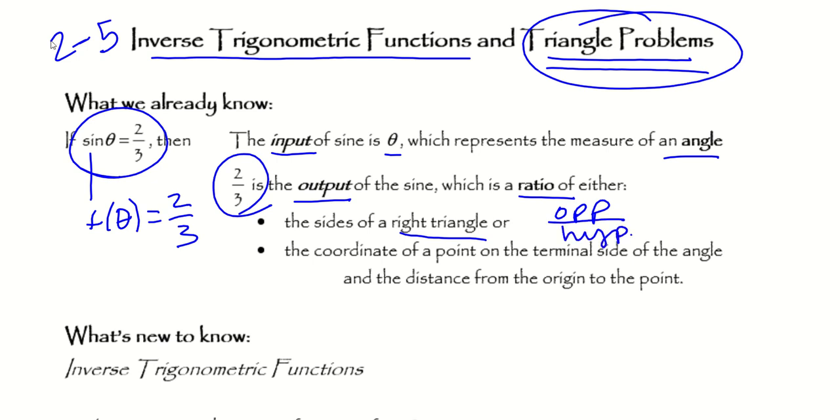right triangle. Or it is a ratio of the coordinate of a point on the terminal side of an angle and the distance from the origin to the point, which we call the radius. So for sine, that would be the v, the vertical component, or the y coordinate, divided by r.